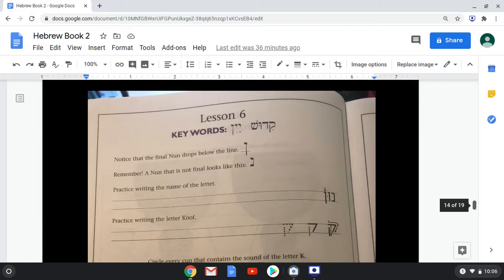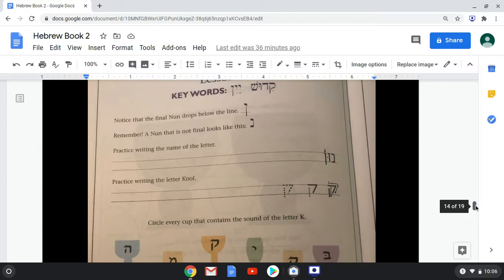Okay. So keywords, kiddush and yayin, and they want you to practice writing the nun and the final nun, and so that's one of those things to understand the difference. See how nun takes up the whole line, but a final nun goes below. Same thing with kuf. Kuf, the tail kind of goes below, and that's just something to practice.